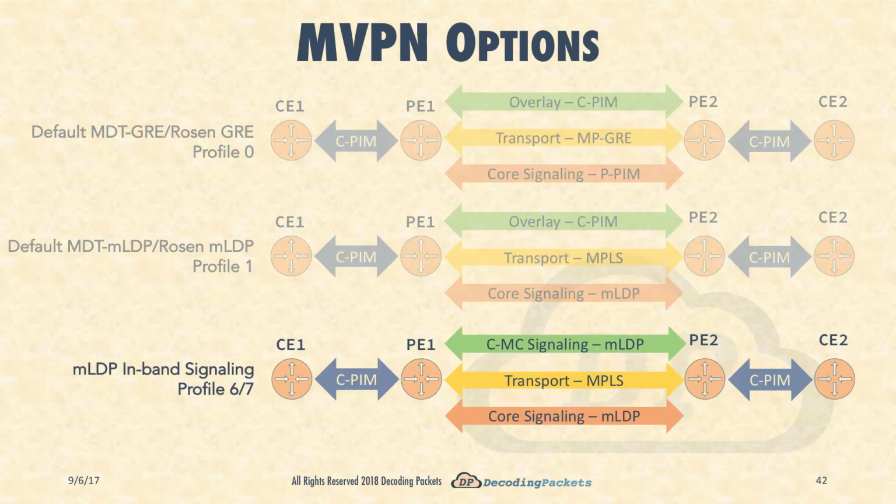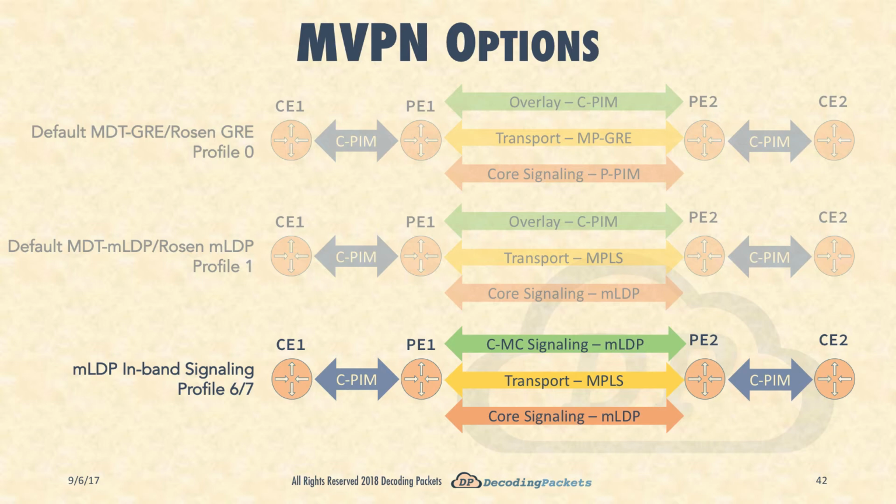So in MLDP in-band signaling, this is also either profile 6 or profile 7, and there's a tiny difference between them. I'll explain that later, but the diagram covers both profile 6 and profile 7. If you look at all of the aspects of it, everything is similar to profile 1. You have C-PIM working between the CE and the PE, your transport is MPLS, your core signaling is MLDP, so you're using core MLDP trees. But the major difference is the C multicast signaling now is MLDP. So there is no C-PIM now running between the two PEs.